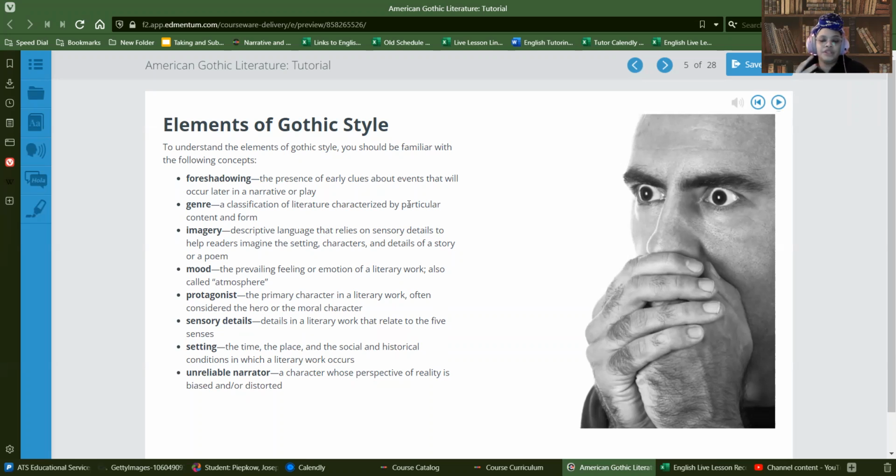Now, the next one, imagery. I feel like imagery is a simple one. It comes up a lot. It's been coming up since the English 9 courses, but I do think that the way they phrase it here makes it a little difficult to swallow, so I'm going to go over it. It says descriptive language that relies on sensory details to help readers imagine the setting, characters, or detail of a story or poem. So basically, imagery is when you use language to help people picture what is in your book.